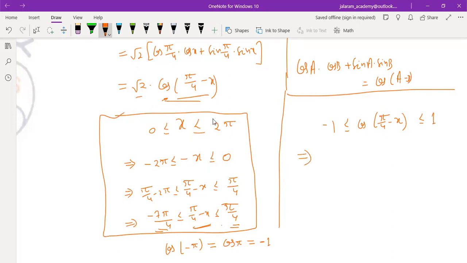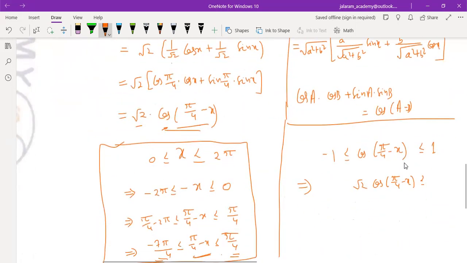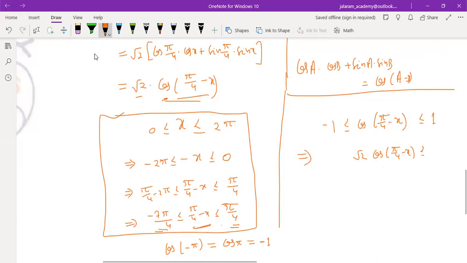Now if you multiply all the terms with root 2, so root 2 cos(pi by 4 minus x)... okay, we have to find, not the maximum or minimum values, but at which points it is negative and at which points it is positive. Okay, wait.